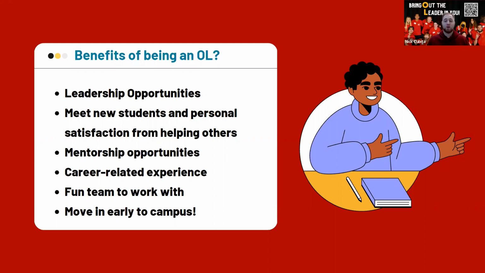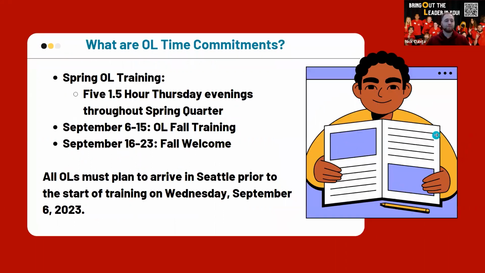A fun team to work with. We put in lots of team development. So there's icebreakers we do with orientation leaders, opportunities to connect with each other, find fun ways to really make connection a fun thing that we're doing on campus. And also moving in early. If you're living on campus next fall, it's an opportunity to move in early to campus so that you can do your training and be here much more before when classes actually start for fall quarter.